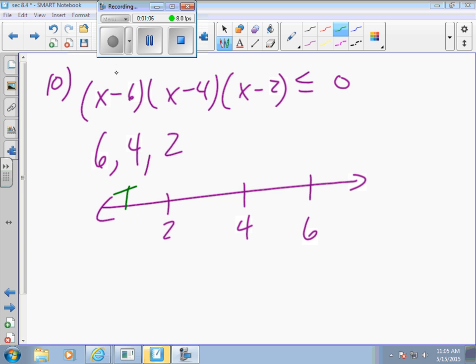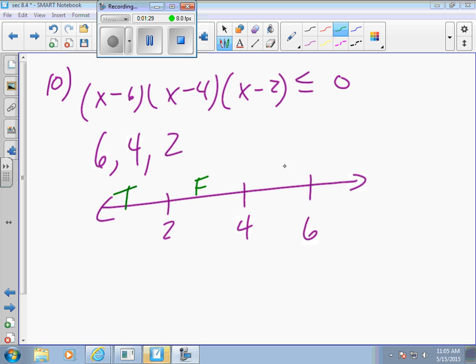Let's try a point in here. Let's use 3. I get negative 3 because 3 minus 6 is negative 3. 3 minus 4 is negative 1. 3 minus 2 is 1. I get positive 3, because negative 3 times negative 1 times 1 is 3. Is 3 less than or equal to 0? That's false.